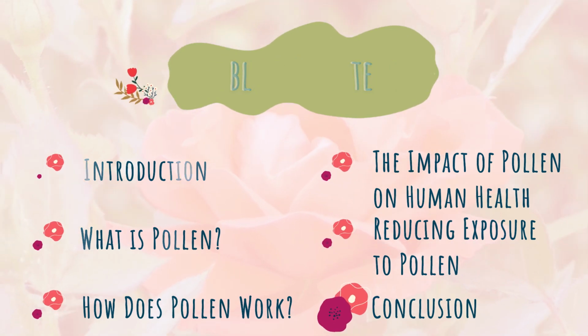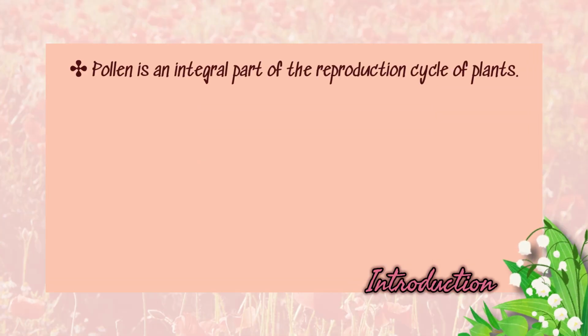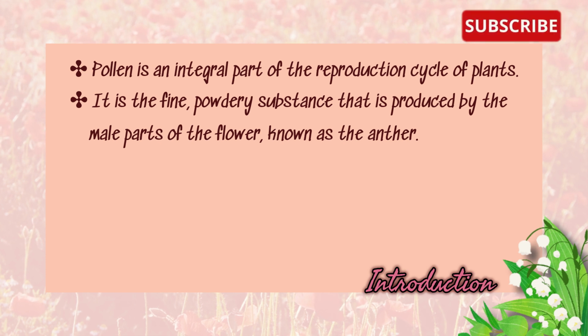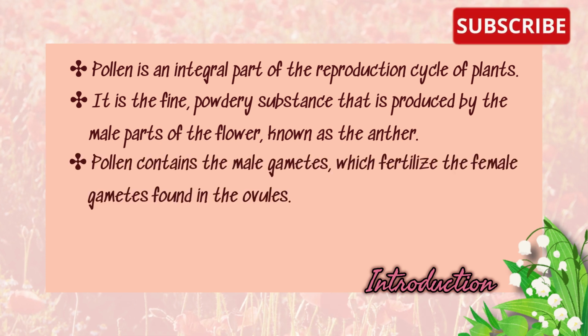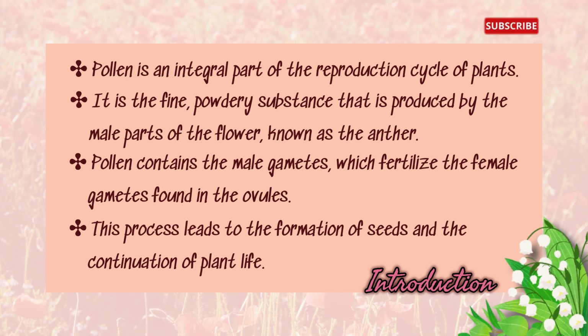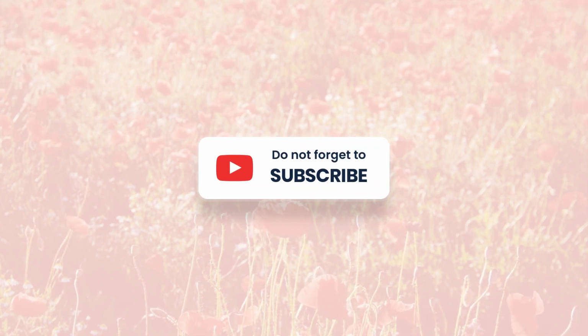Let's start the video. Pollen is an integral part of the reproduction cycle of plants. It is the fine, powdery substance that is produced by the male part of the flower known as the anther. Pollen contains the male gametes which fertilize the female gametes found in the ovules. This process leads to the formation of seeds and the continuation of plant life. However, pollen can also be a significant source of allergies for many people. So in this video, we will explore pollen in more detail, including what it is, how it works, and its impact on human health.